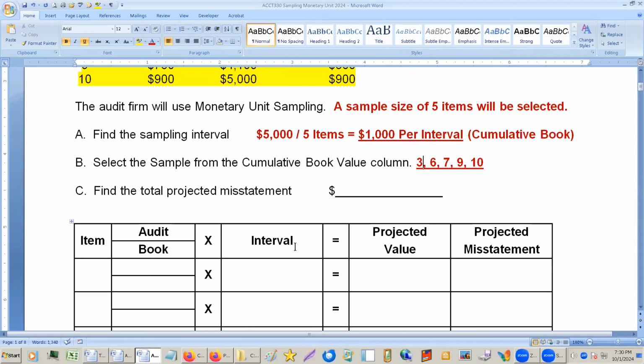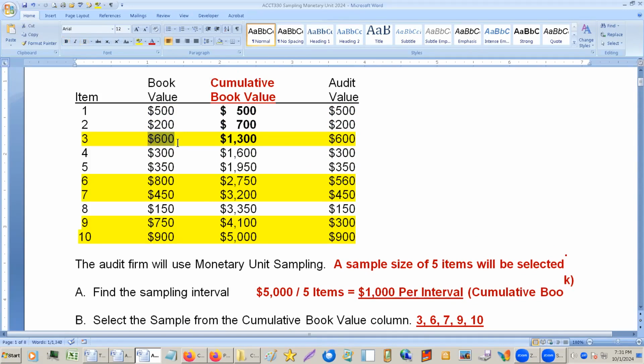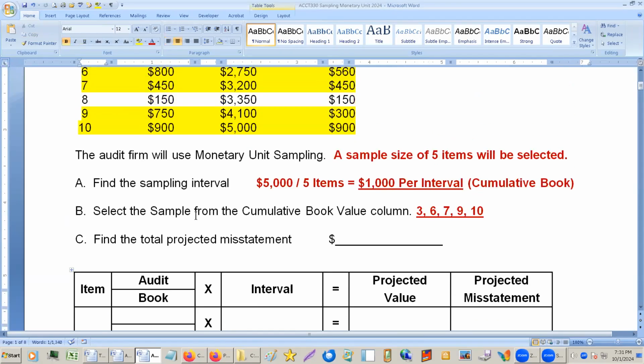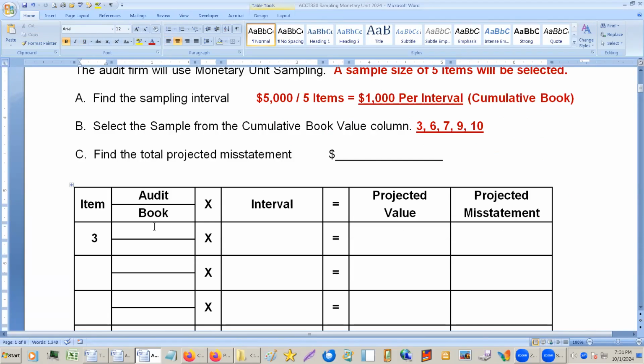Okay, so let's see how this thing works. Let's take the first one. The book value is $600. The audit value is also $600. Okay, so this is item 3. So item 3, it's audit over book. So this is the audit, and this is the book.